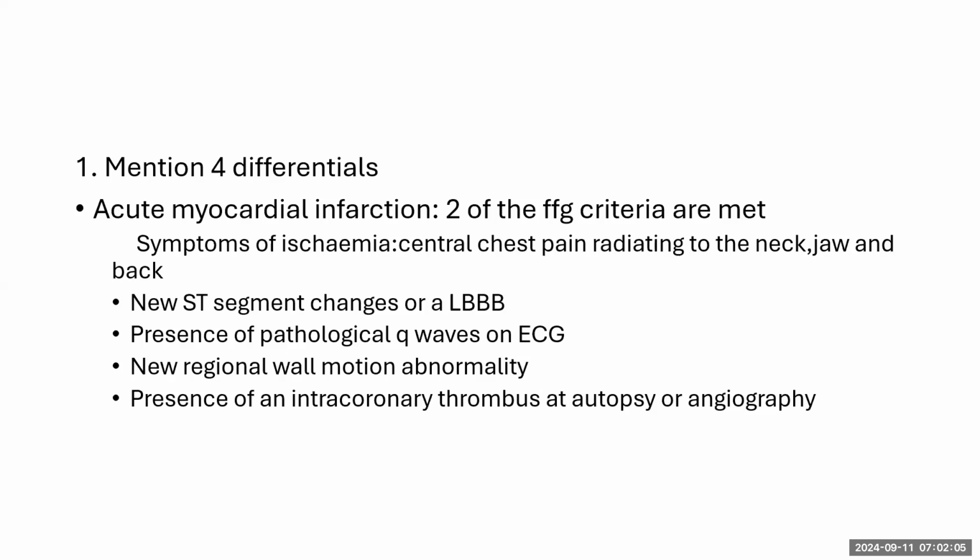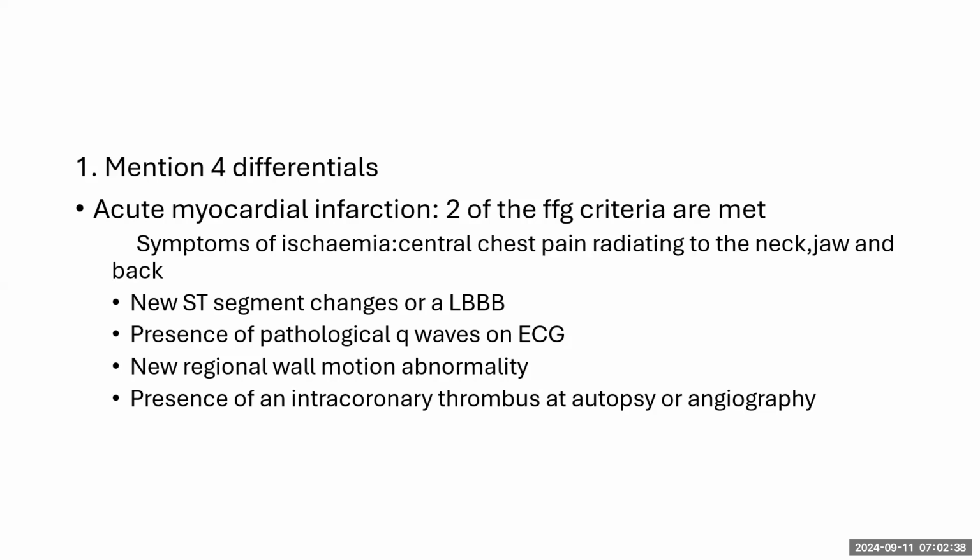So for question 1, mention 4 differentials. The very first differential will be acute myocardial infarction. The diagnosis of acute myocardial infarction is based on when 2 out of the following criteria are met: the symptoms of ischemia, the central chest pain which this patient had, radiating to the neck, jaw, and back; the new ST segment changes or a left bundle branch block; the presence of pathological Q waves on ECG; new regional wall motion abnormality; and presence of an intracoronary thrombus at autopsy or angiography.